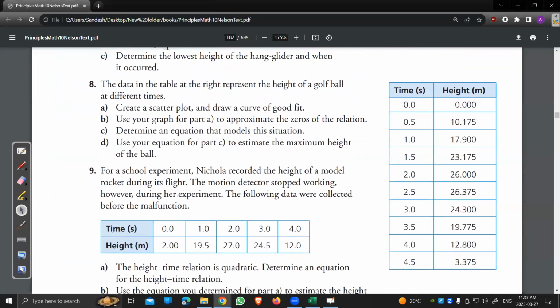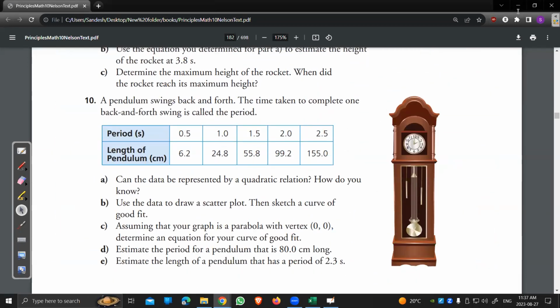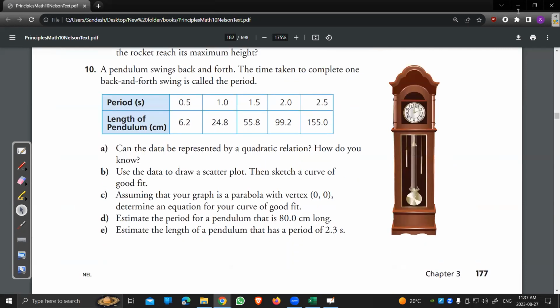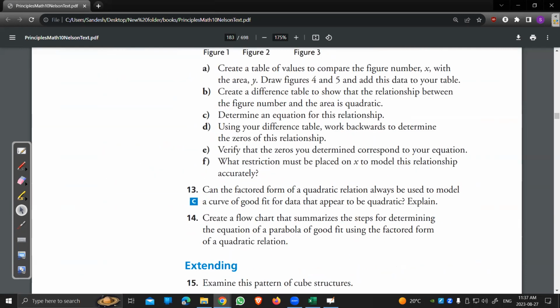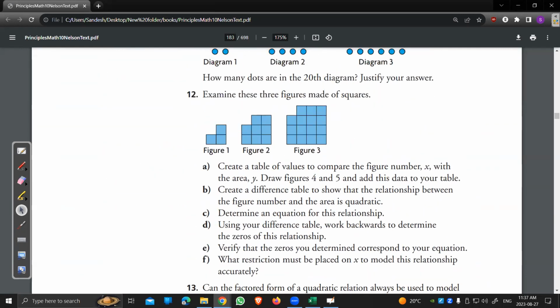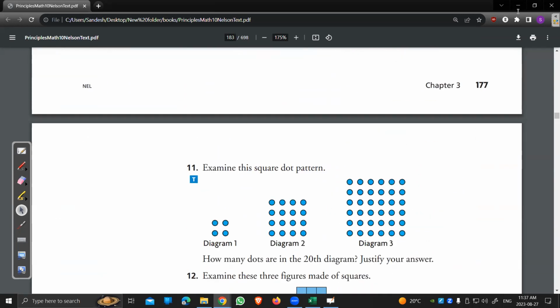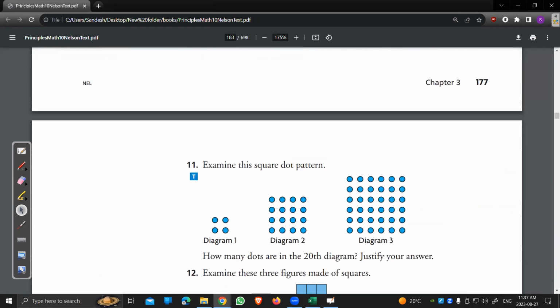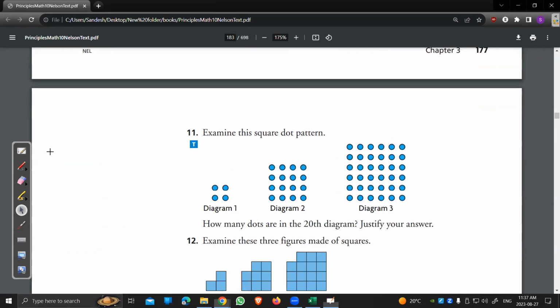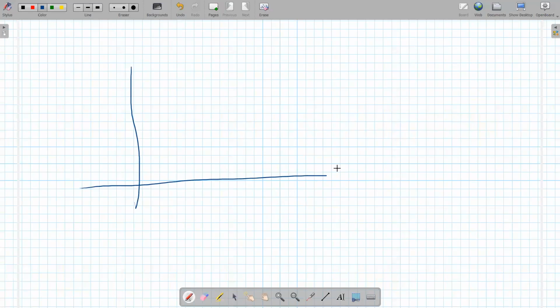It's more of the same, right? Anything different here? Nothing is too different. We're going to do number 11, but first, let me ask you. So let's say that these are the points that you get, okay? These are the points that you get.